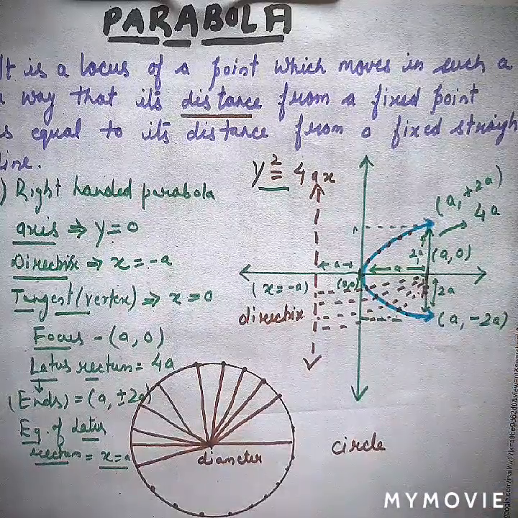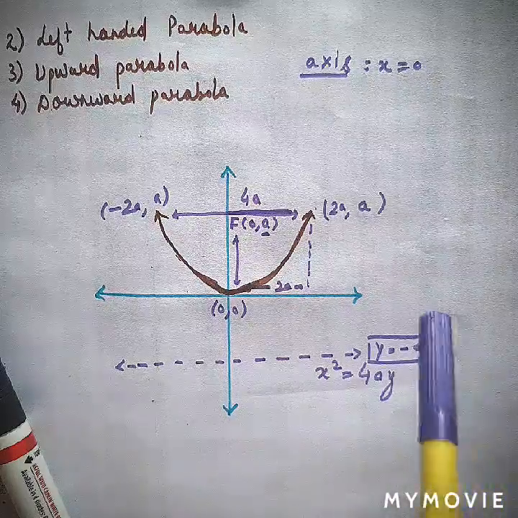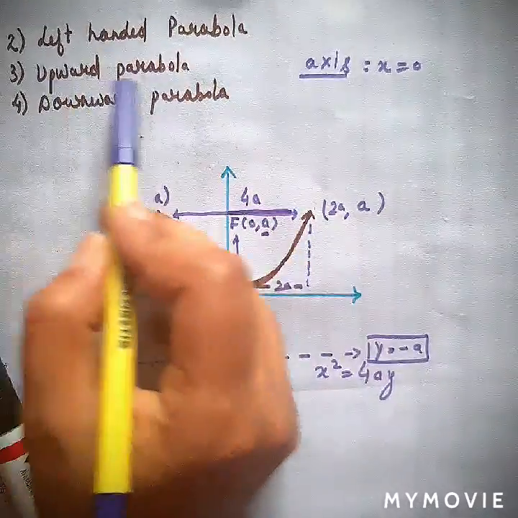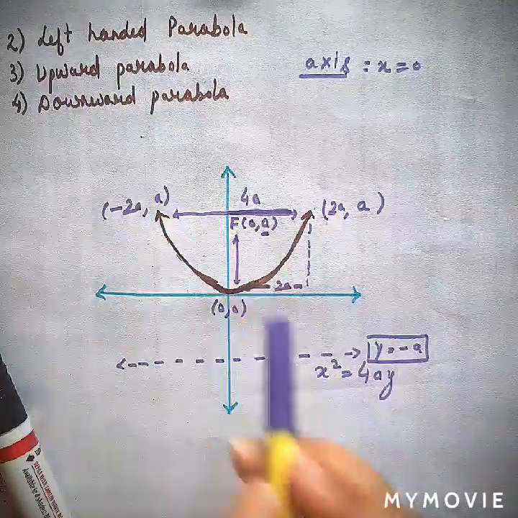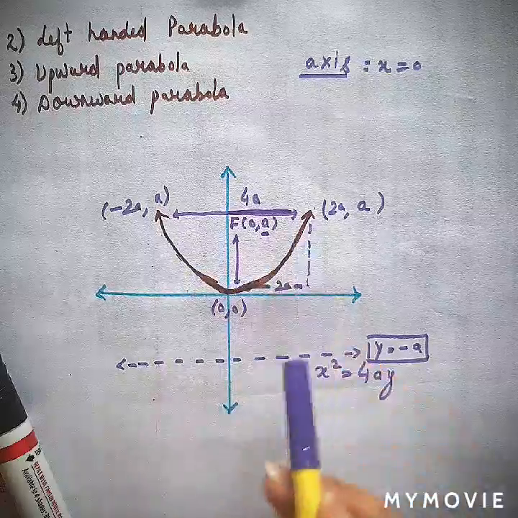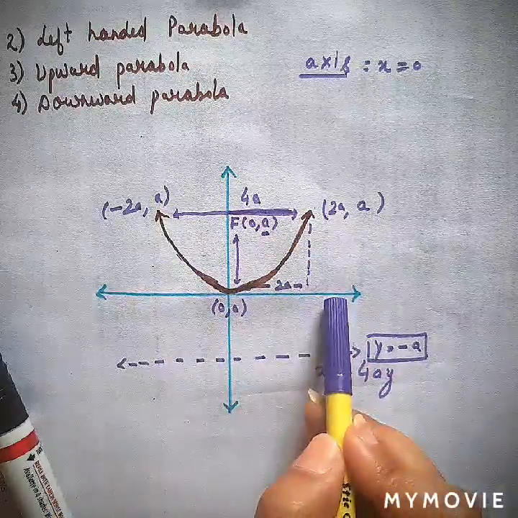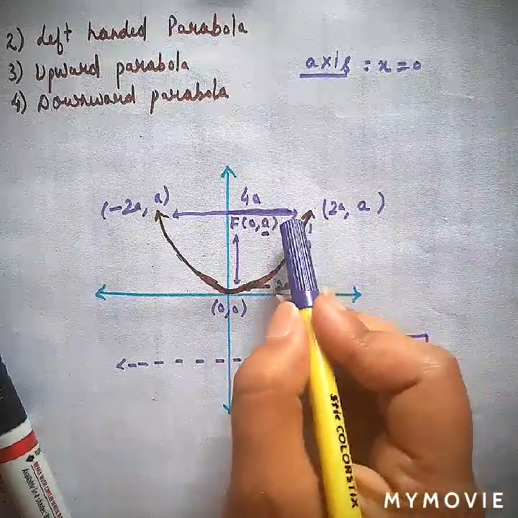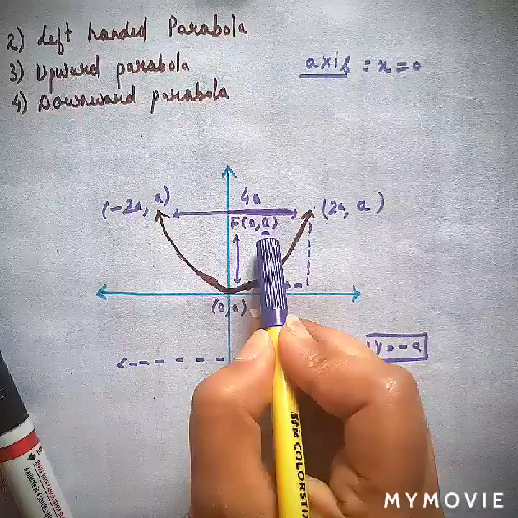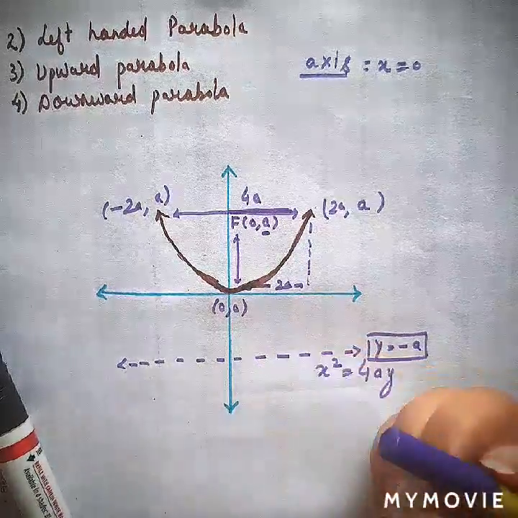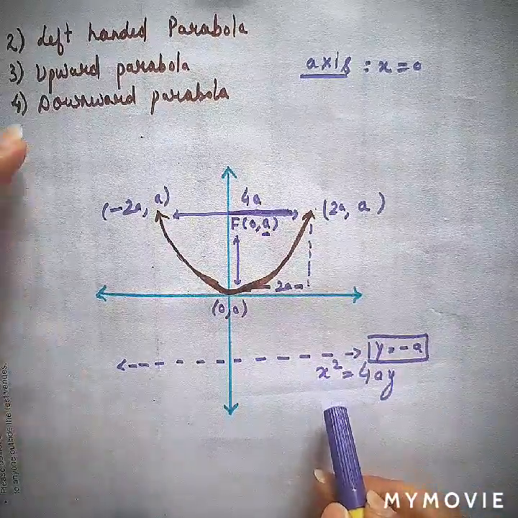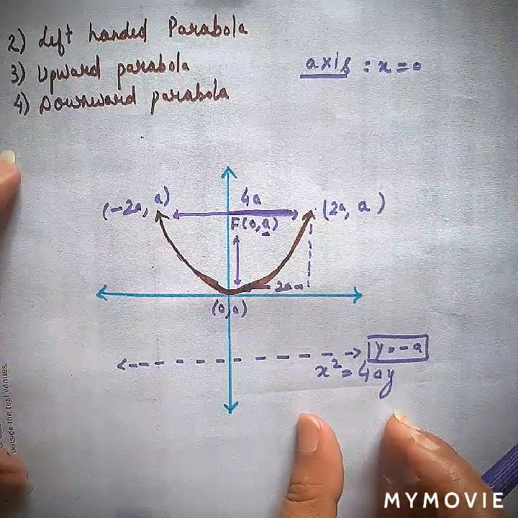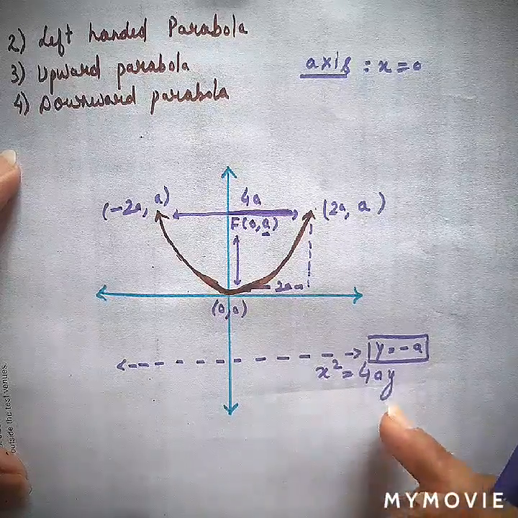And apart from this, as I have already explained the right-handed parabola, and now you can do the left-handed parabola, I will explain about the upward parabola over here. So as the name mentions, the upward parabola will be in the upper direction of the x-axis, right? So this is the upward parabola, and this is the vertex. Fine. And the focus will be equal to (0, a). Now the equation of the upward parabola is x square is equal to 4ay. This is the equation of the upward parabola.